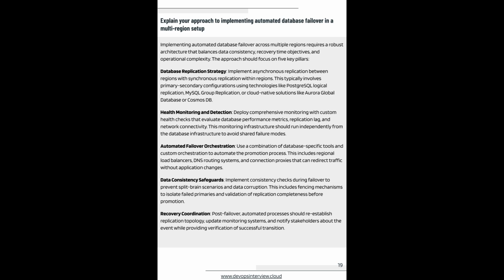Okay, let's unpack this architecture. Our sources mention a primary-secondary hierarchy. What does that actually look like on a practical level? Right. So imagine a single central hub, let's call it the write primary, in your main operating region. Got it. The main hub. This is where all the action happens, all the adding, changing, deleting of data.